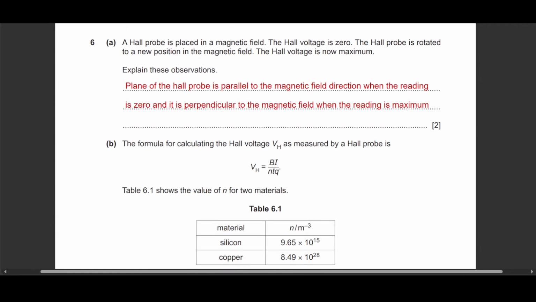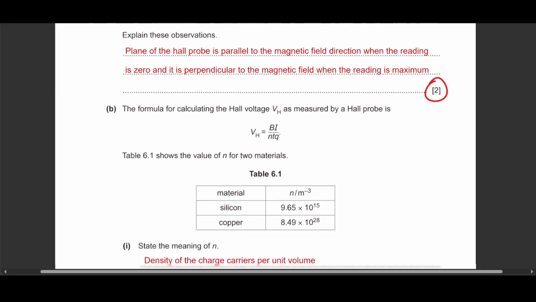Okay. Question number 6. Explain the observations for Hall probe. Hall probe gives the maximum value when the magnetic fields are perpendicular to the slice, and it gives 0 when the magnetic fields are parallel. So memorize this answer. That is how it works, right?